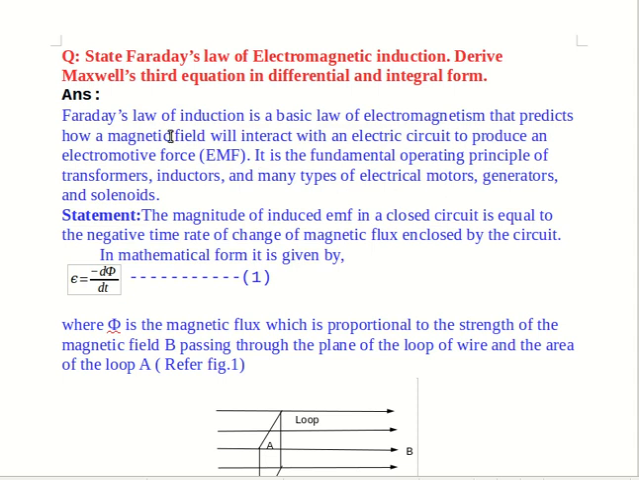So what is the statement of this law? Here you see the statement: the magnitude of induced EMF in a closed circuit is equal to the negative time rate of change of magnetic flux enclosed by the circuit, and mathematically it is given by EMF is equal to minus d phi by dt, where phi is the magnetic flux which is proportional to the strength of the magnetic field B passing through the plane of the loop of wire and the area of the loop A.